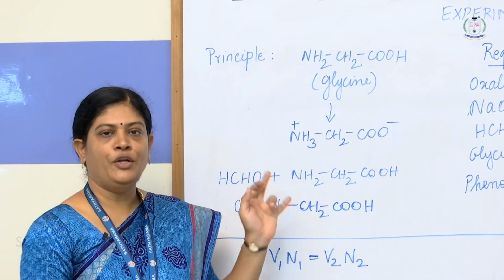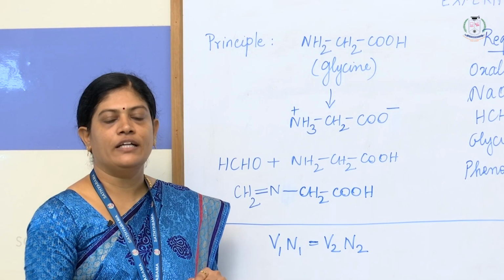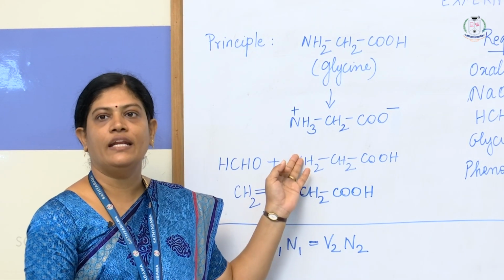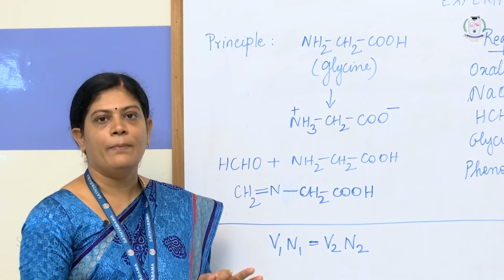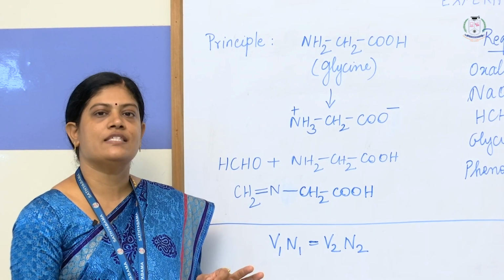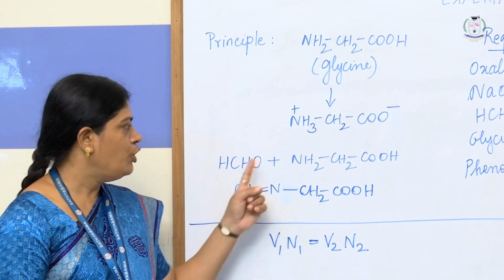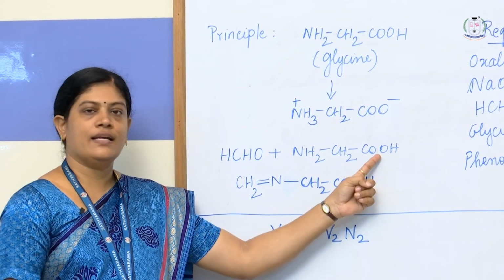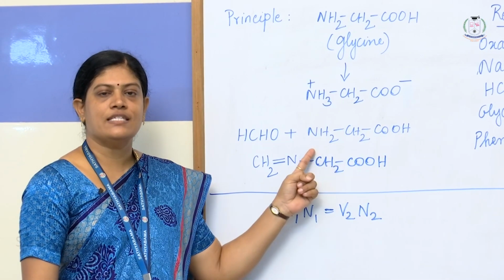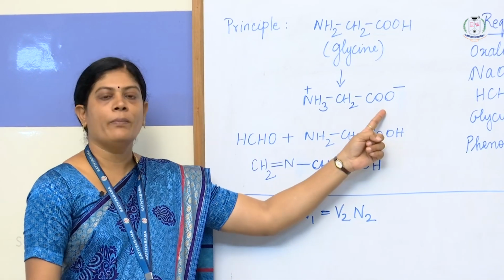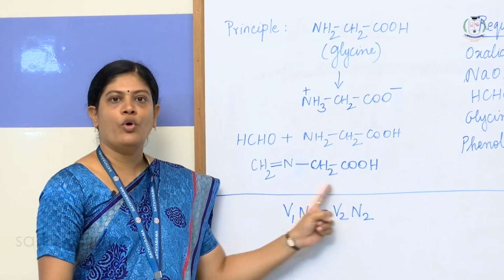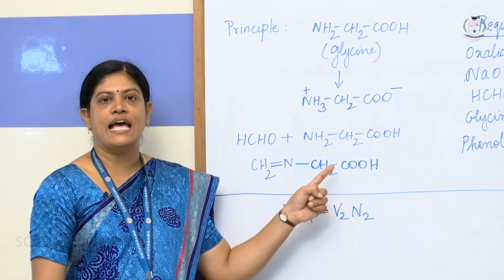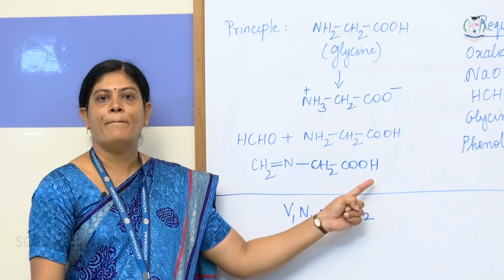Therefore, we need to adopt a different method so that we can estimate the amount of glycine present in any given solution. The method we are adopting here is the use of formaldehyde to block the amino group so that the glycine does not exist in the zwitter ion form, and therefore the COOH group will be available for carrying out the normal acid base titration with a base.